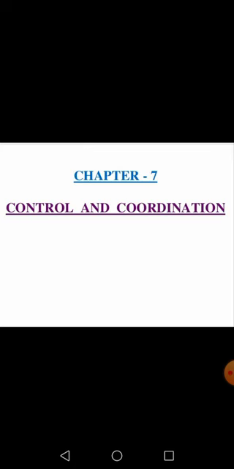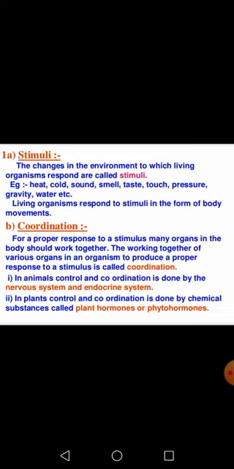So, I am not wasting much more time. I am going to initiate the topic, and at the beginning, I want to discuss one term with you, and I think you are aware of it. The term is stimuli. Now, what is stimuli? Actually, it is not a big question. ठीक है, स्टिमुलाई का मतलब क्या है? Stimuli is a kind of change which is taking place in the environment, and in response to this stimuli the living organism responds.